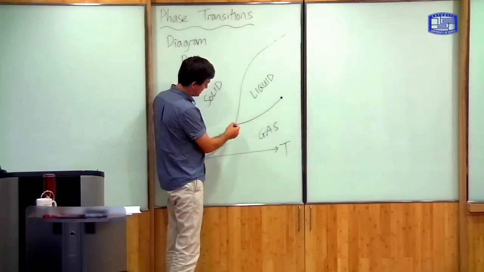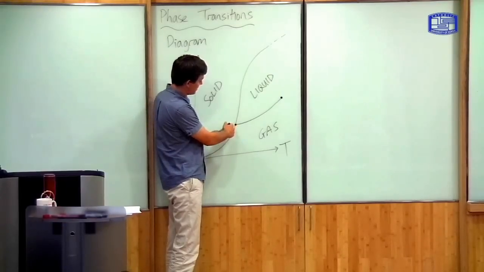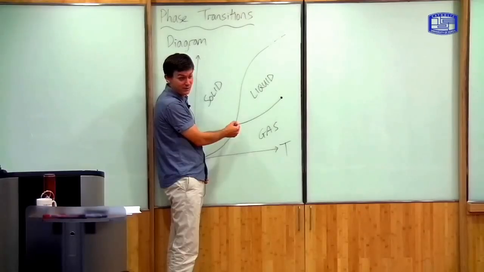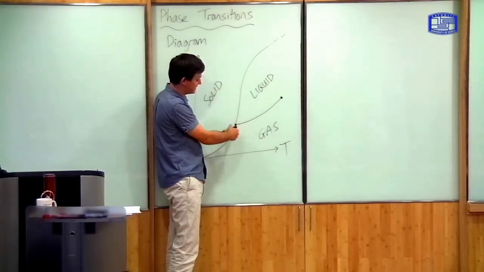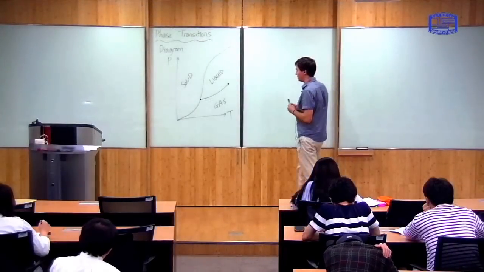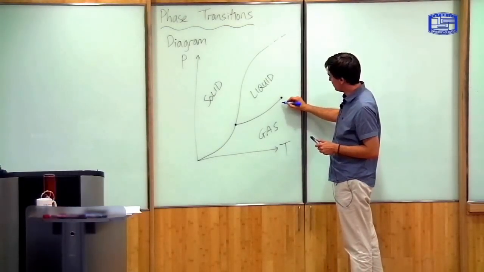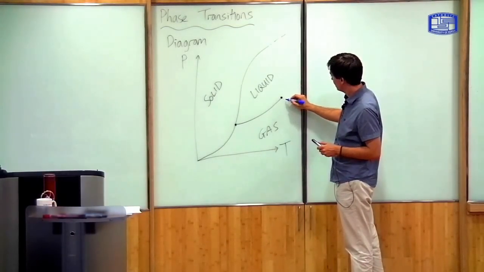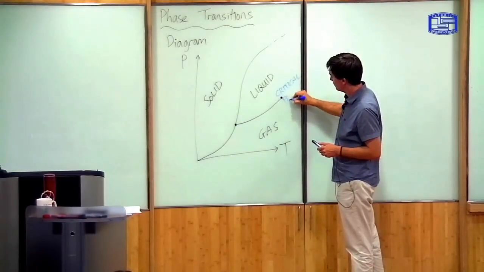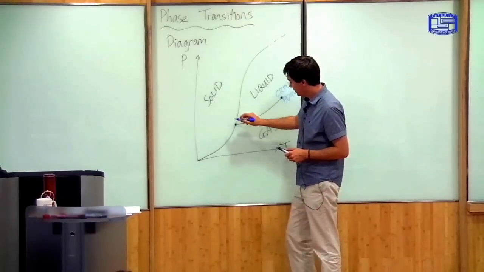Another point which is interesting is this point here. If you're at exactly the right pressure and temperature, then you can get solid, liquid, and gas all existing together. So at this point in the diagram, all three phases can exist together. Most substances show both of these points. This point here is known as the critical point. This one down here is known as the triple point.